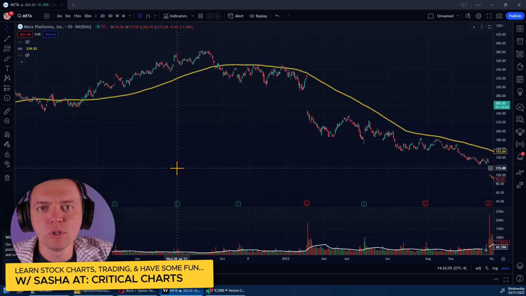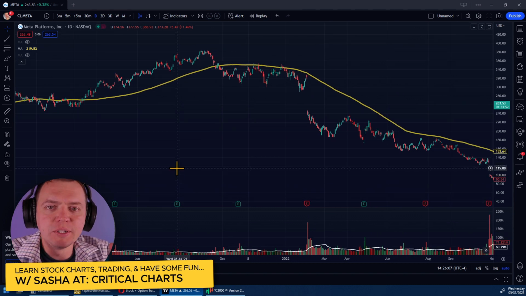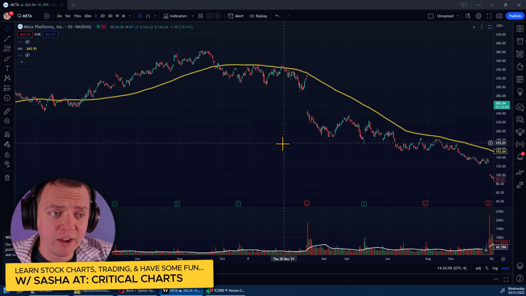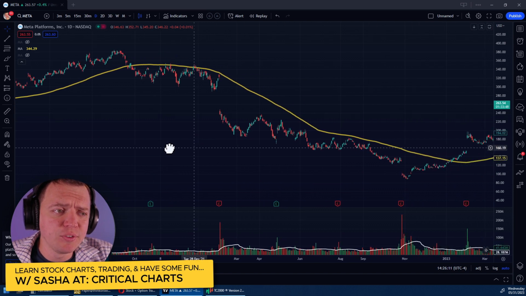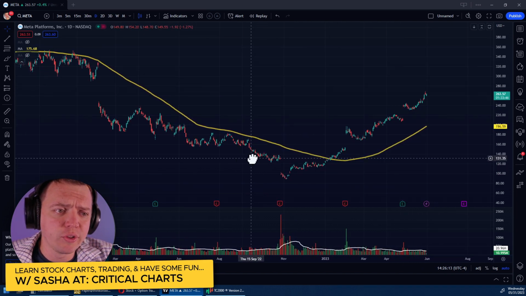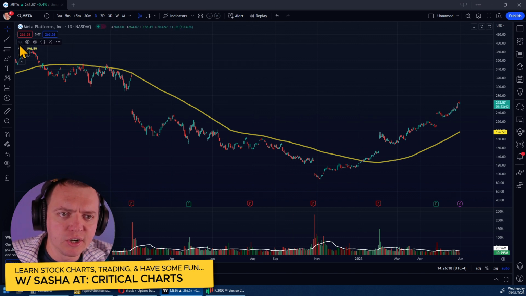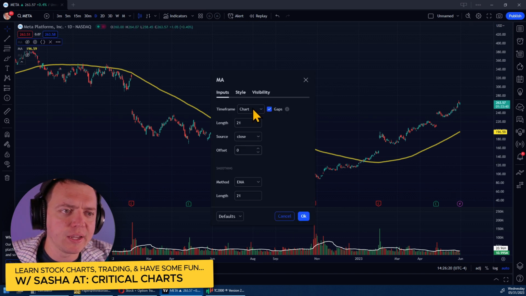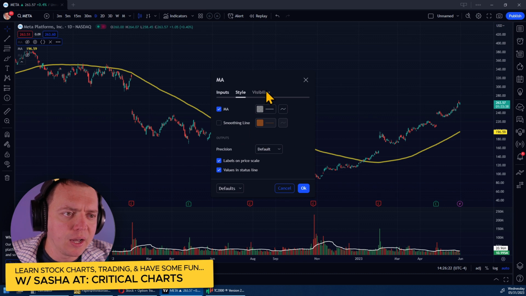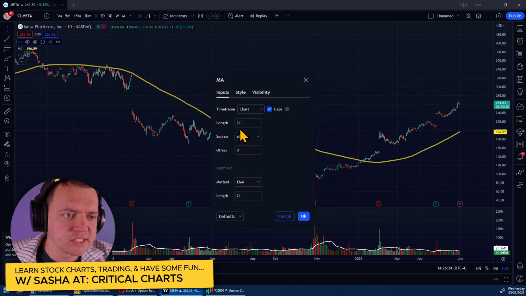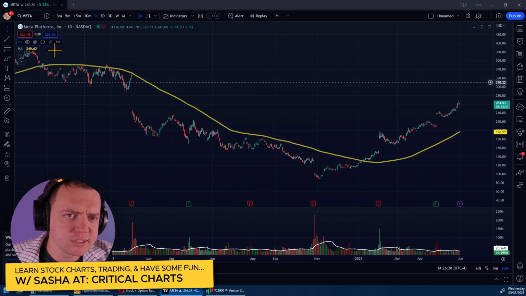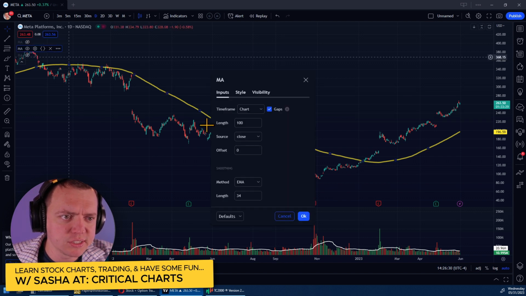I find one of the simplest ways to teach people how to trade using a moving average, and you don't have to be a rocket scientist or have been trading for a long time to use moving averages effectively, is to pick a moving average that makes sense for the length that you'd like to trade, and you might tweak it. So let's say we're still here on this moving average. This is going to be a 21 moving average there. This other one over here is the 100.